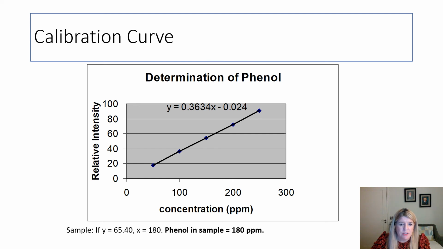Or what you could do is read it off the graph. So you get 65.4 here. You go across and down. And I'll just show you there, 65.4. So that's on your y-axis. You go across and then you go down, and it's around 180 parts per million is what you should see. And they're just some examples of applications of infrared and Raman spectroscopy.